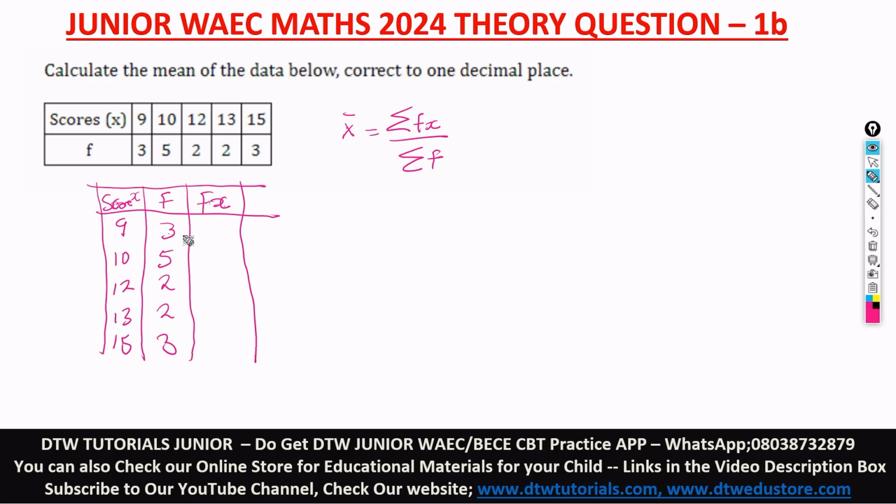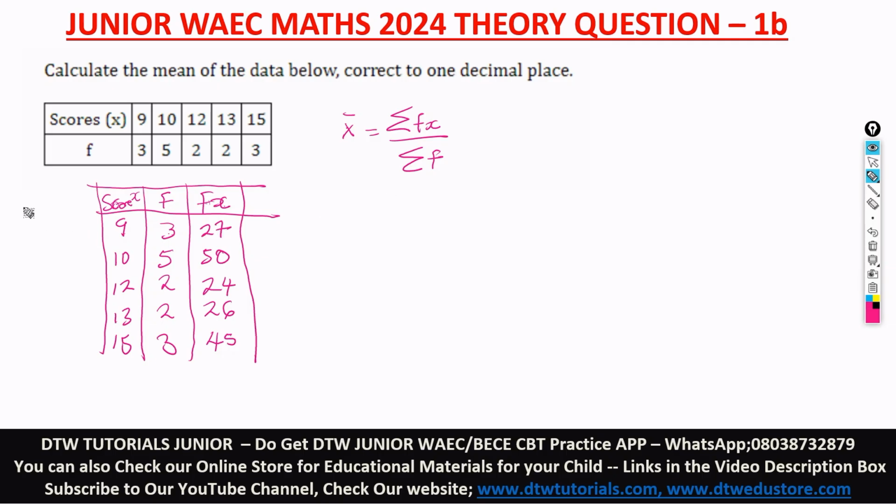9 times 3 is what? 27. 10 times 5 is 50. 12 times 2 is 24. 13 times 2 is 26. And what is 15 times 3? That will give us 45.